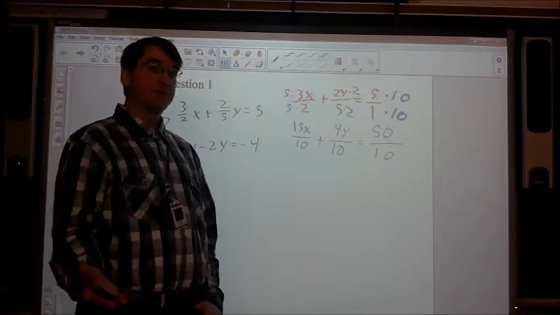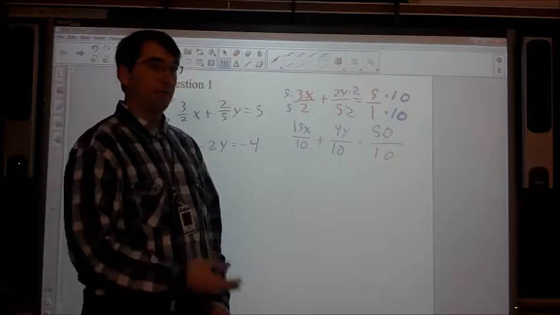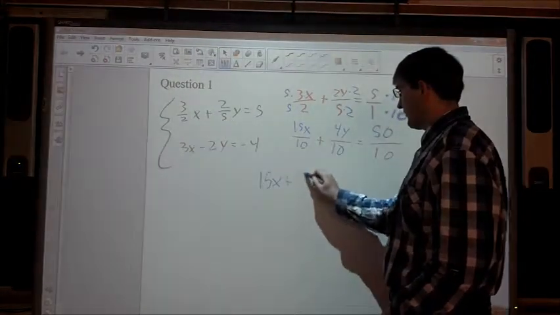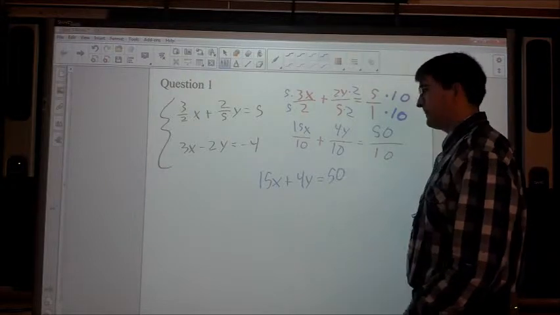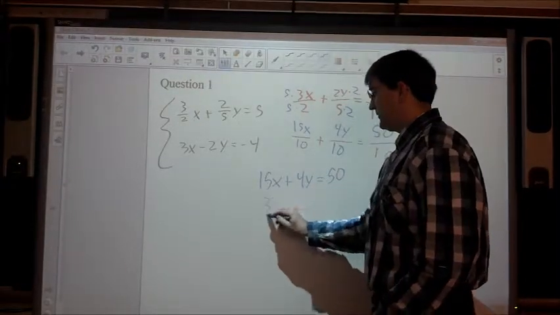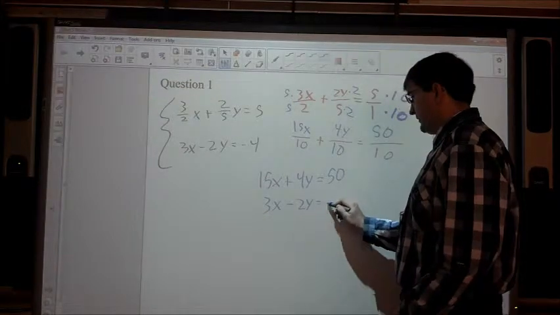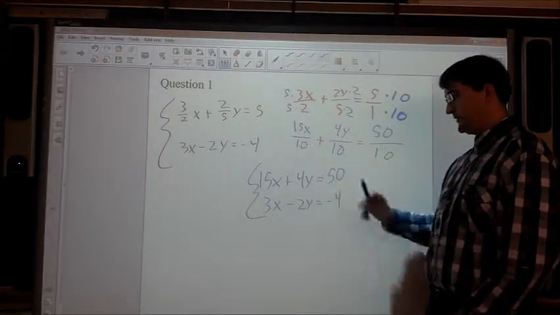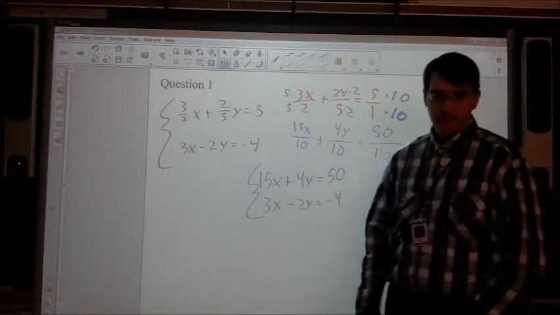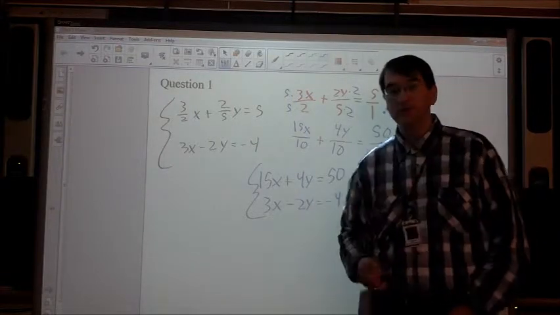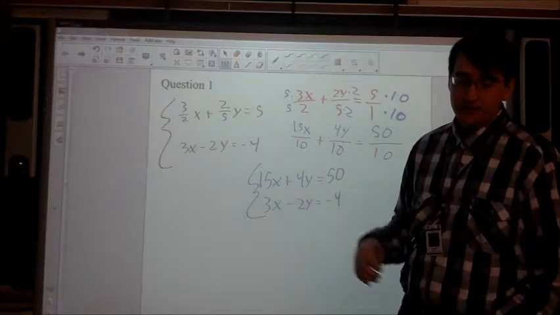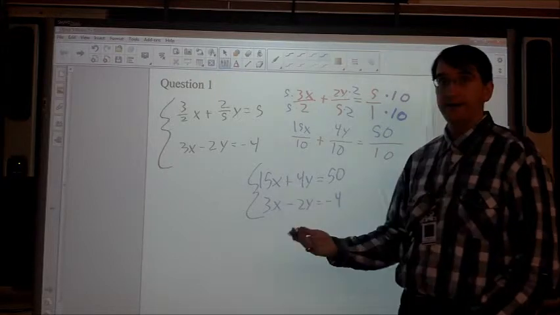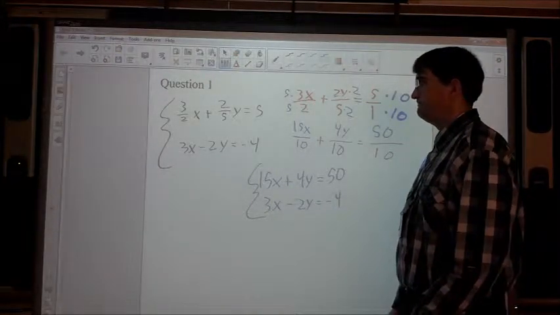And now do you remember what we're supposed to do now that we have the common denominator? We can get rid of the denominators. And so we get the new equation, 15x plus 4y equals 50. And then that goes along with the equation that we had before, 3x minus 2y equals negative 4. So this is our new system then. 15x plus 4y equals 50, 3x minus 2y equals negative 4, and that's the system that you can use to solve. I'm going to stop there because at that point you can take that over. You don't need my help to go any further than that. But of course, remember, we're looking for both an x and a y, so that's where we have it.